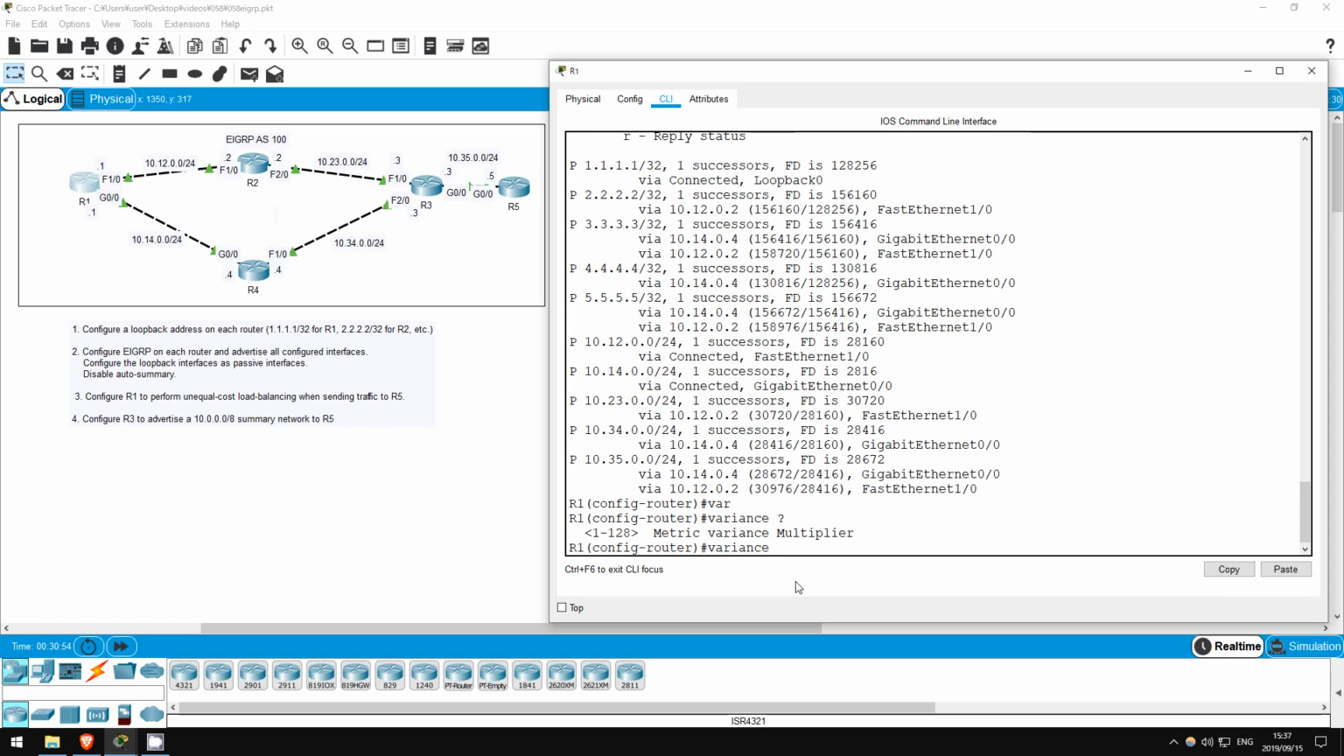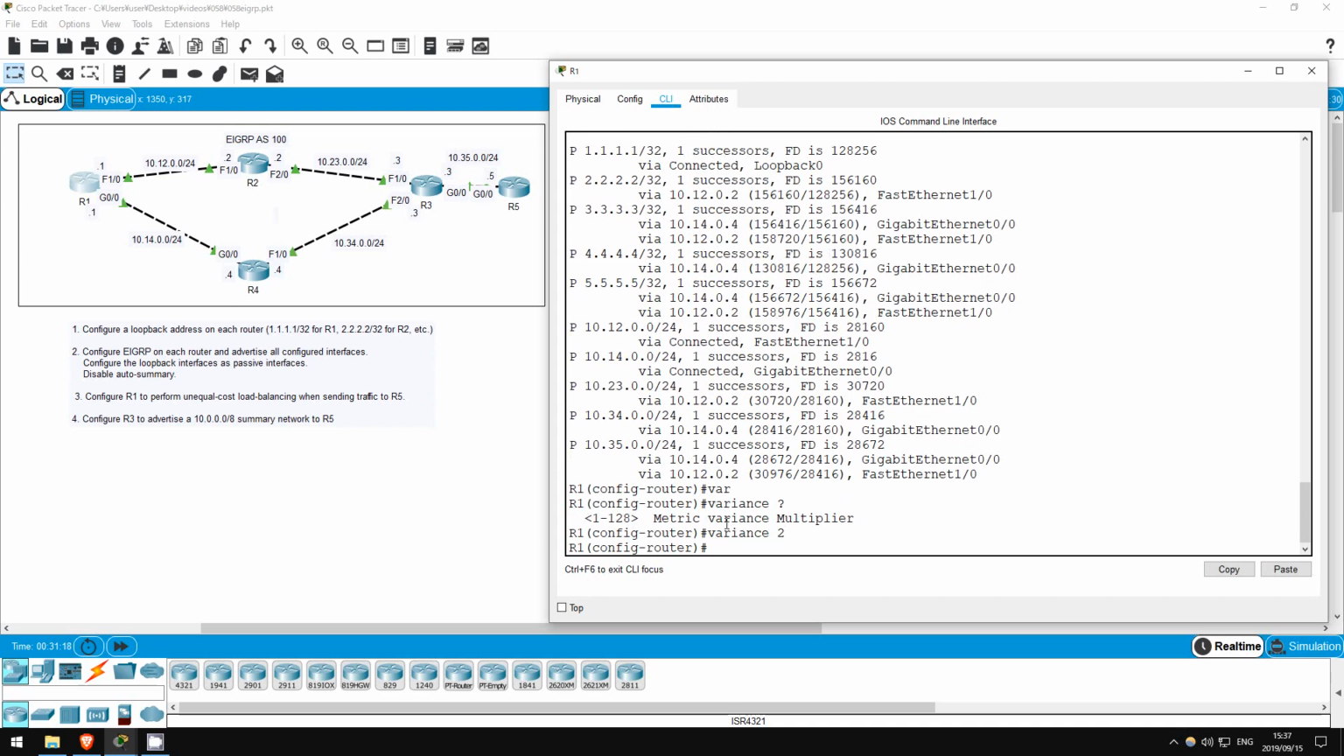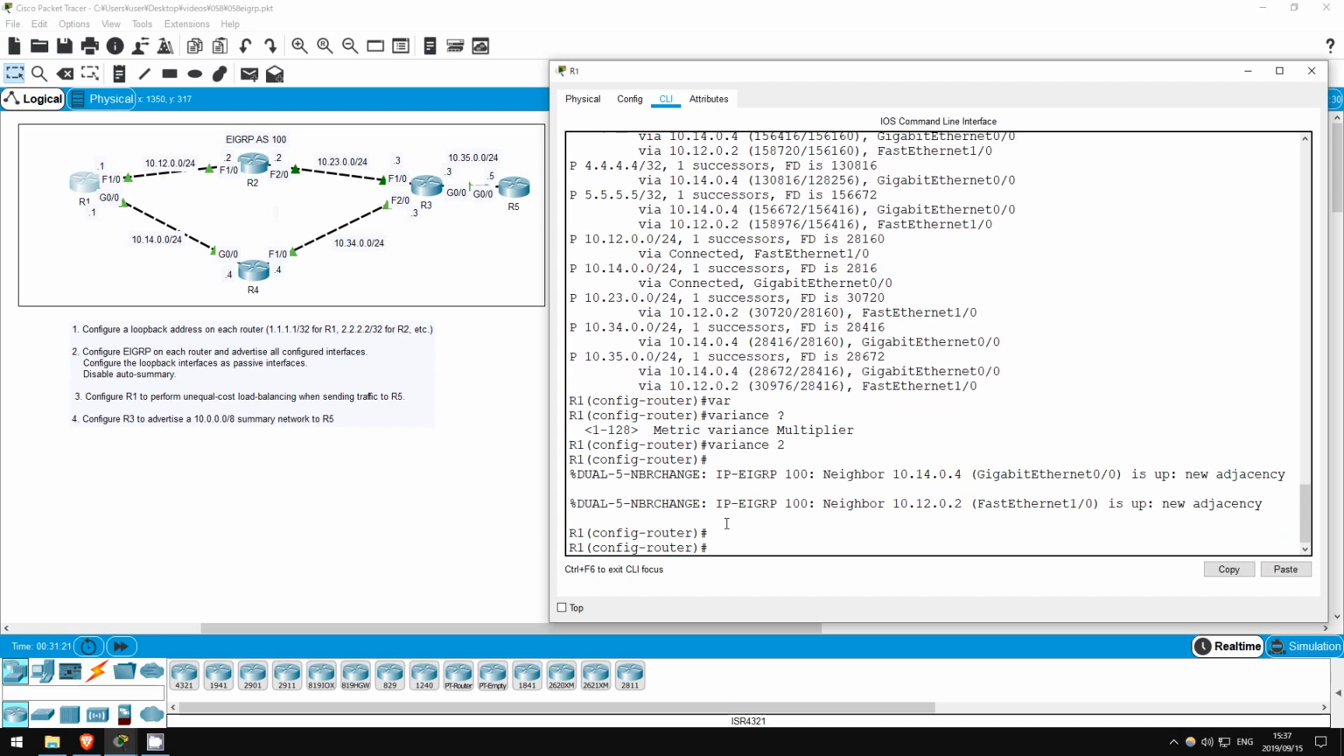Then we enter a multiplier. For example, variance 2 will allow R1 to load balance over feasible successor routes that have up to double the feasible distance of the successor route, or triple the distance if we used variance 3. The difference between these two metrics is fairly small, so in this case, we can just use variance 2. That's it. Do show ip route.